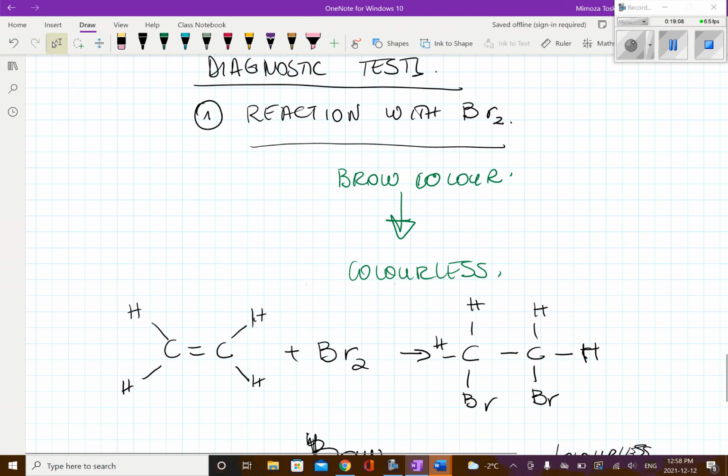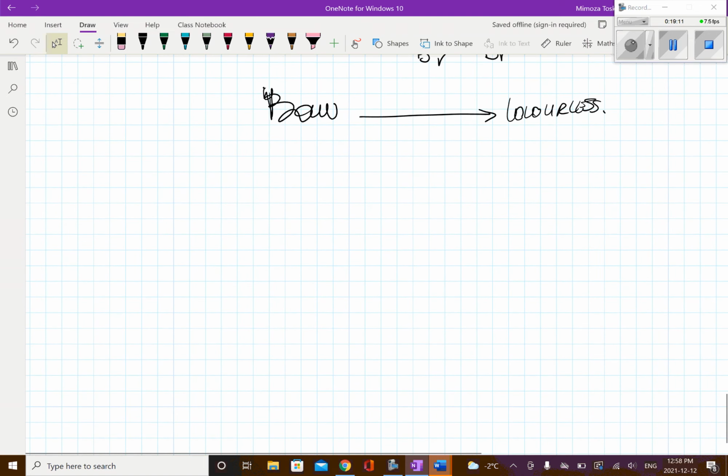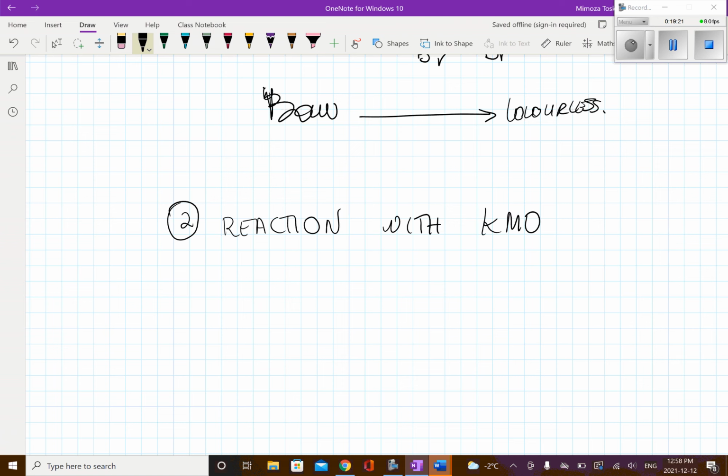The second diagnostic test is the reaction with KMnO4. You don't need to know the reaction itself, but what you need to know is that if the addition reaction is happening, KMnO4 changes color from purple to brown, and you see a precipitate.